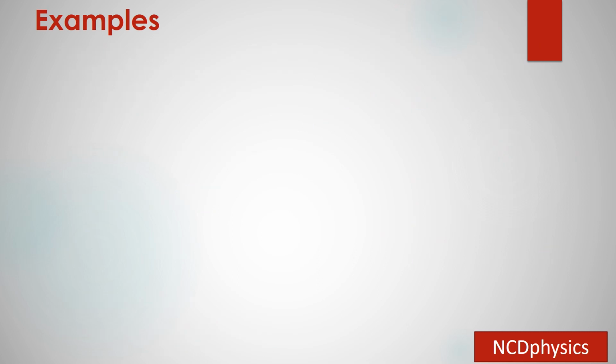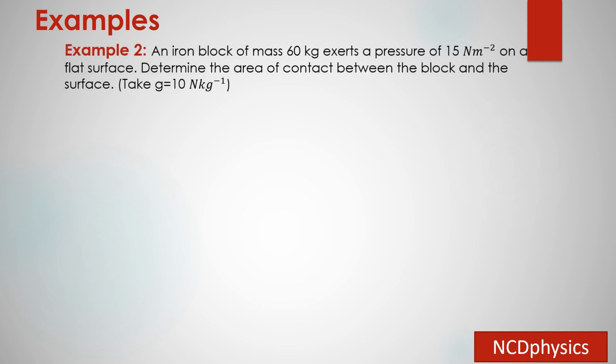Next example. In this example, we have an iron block of 660 kilogram that exerts a pressure of 15 Newton per meter square on a flat surface. Determine the area of the contact between the block and the surface. So let's say we have a surface, and here we have a block.